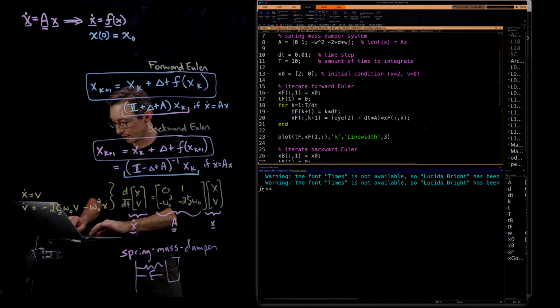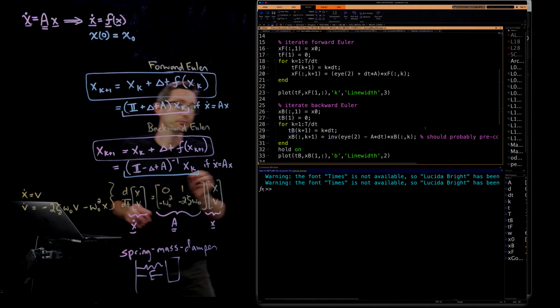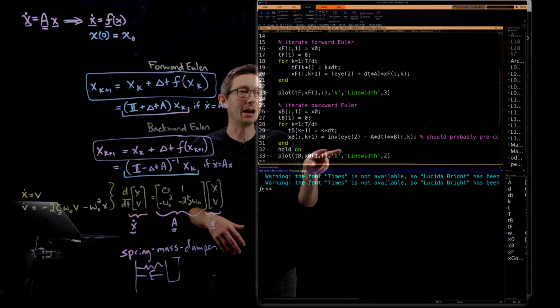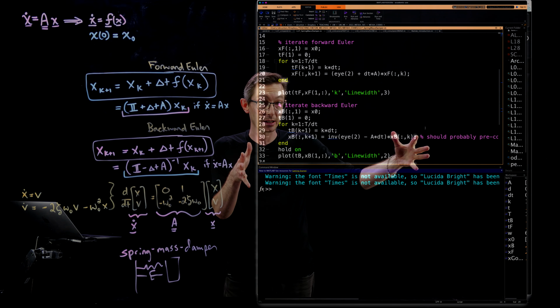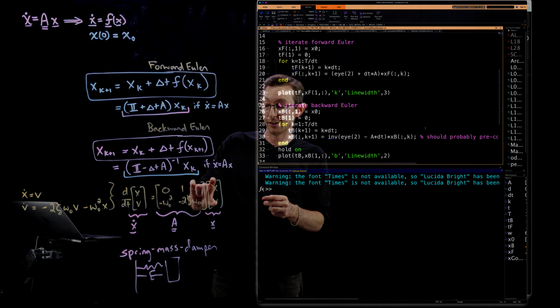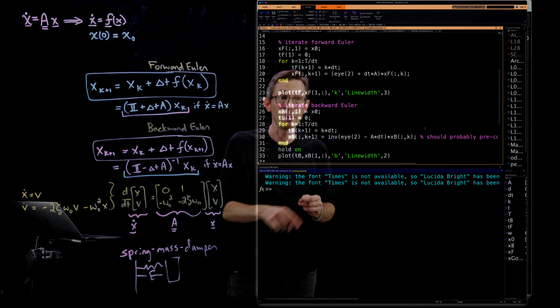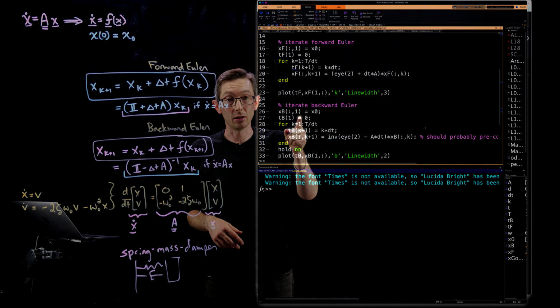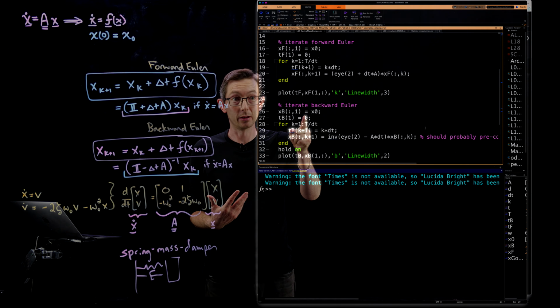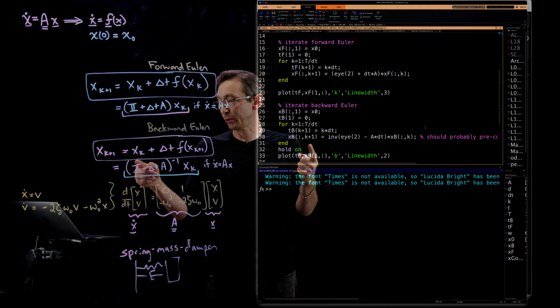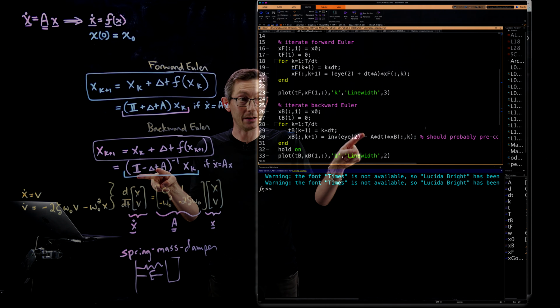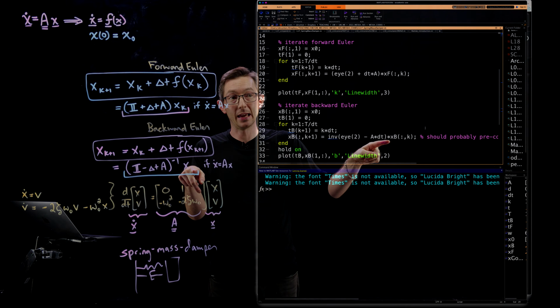Then backward Euler is very, very similar, except now the update, all of these are going to be stored in XB. So XB is again a matrix where every column is the state of my system at a different instant in time. So the first column of X backward Euler is just x naught. And then my k plus 1th state is going to equal the inverse of the identity minus A delta t times my kth column.